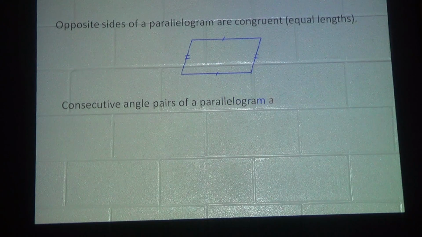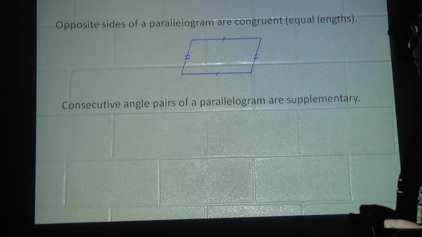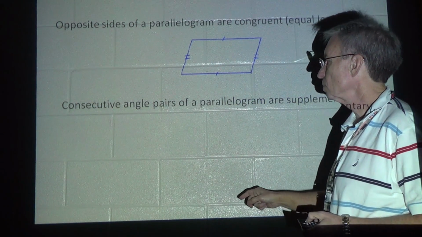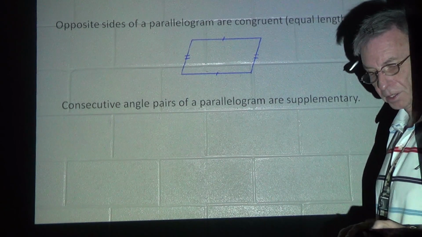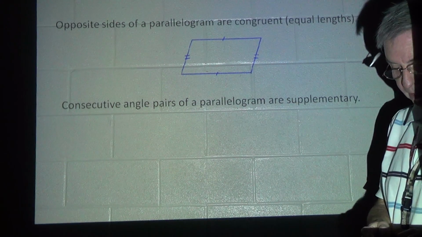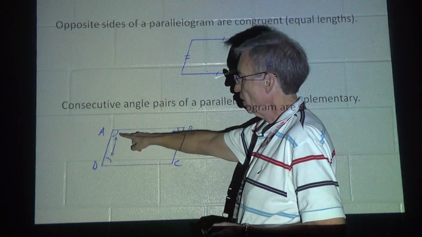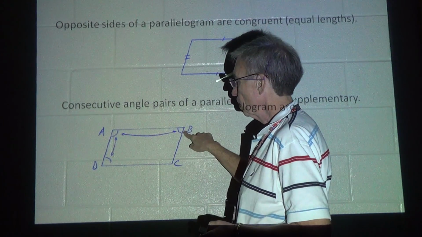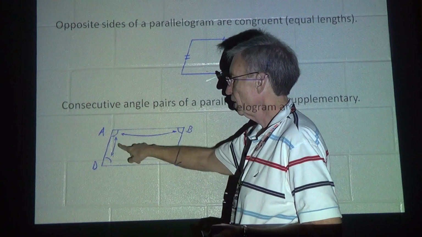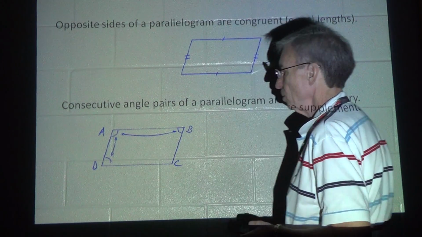Okay, consecutive angle pairs of a parallelogram are supplementary. So what this means is if you have two angles that are next to each other in the parallelogram, they will add up to 180. So if we have angle A here, angle A plus angle B will equal 180. Angle A and angle D will equal 180.